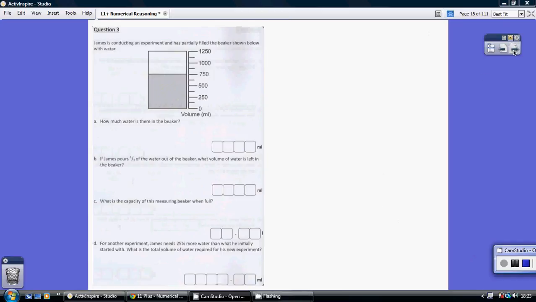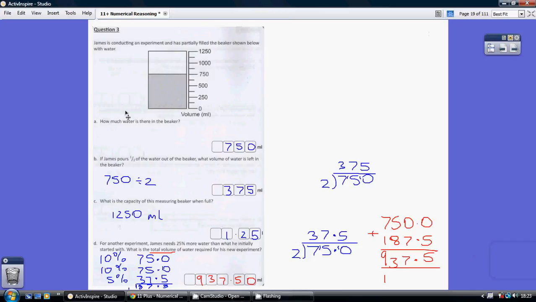Question number 3. Right, how much water is there in the beaker? Well, that's simple enough. You just read off the scale. We've got 750 millilitres. If James pours a half of the water out of the beaker, what volume is left?